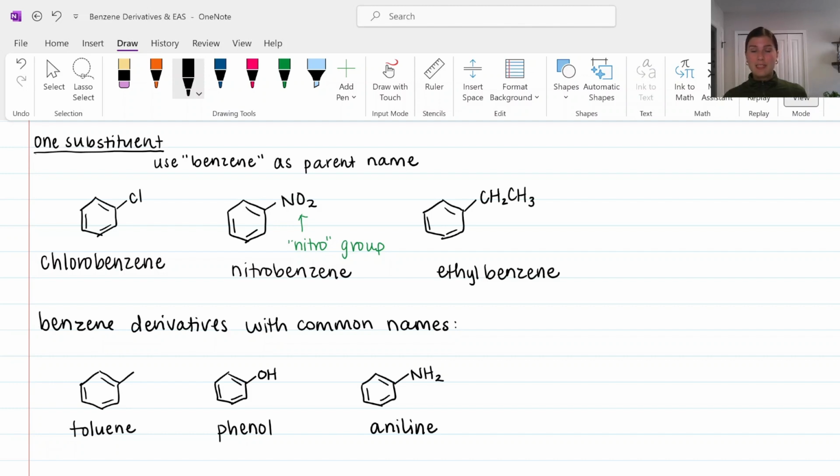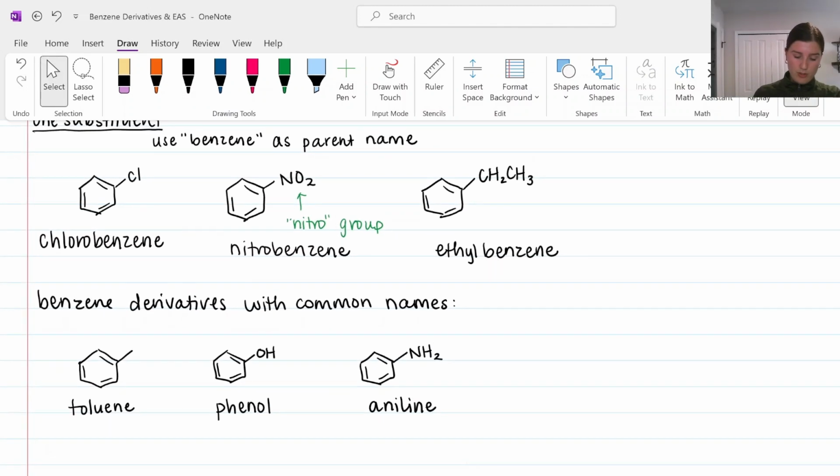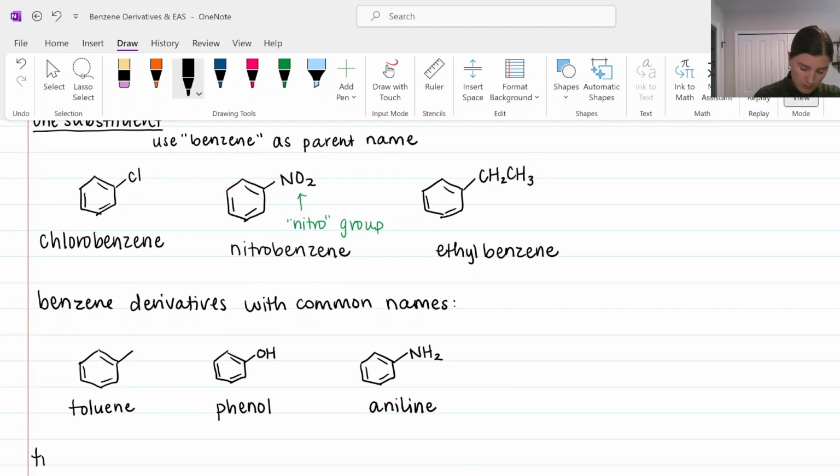So we have 6 structures on the screen right now. The first 3 are IUPAC names for benzene with one substituent. And the second 3, the bottom 3, are common names of different benzene derivatives. And all of these just have one substituent. We'll, of course, do some examples in class. But let's move on to when we have 2 substituents.